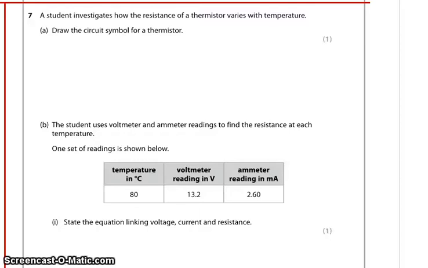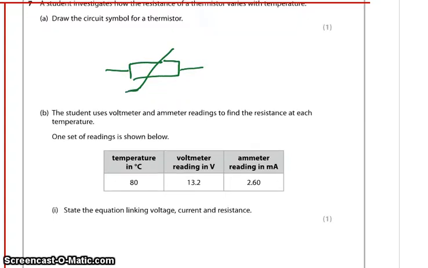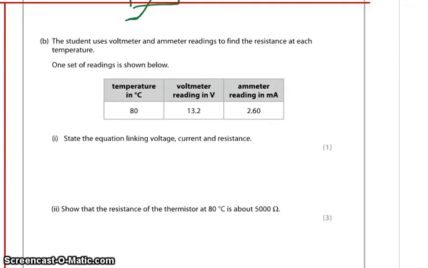Right, question 7, looking at resistance of a thermistor. So first thing I want you to do is to draw the circuit symbol for a thermistor, which is a resistor with a line across like that. The student uses voltmeter and ammeter readings to find out the resistance at each temperature. One set of readings is shown here at 80 degrees, and they want us to calculate the resistance.